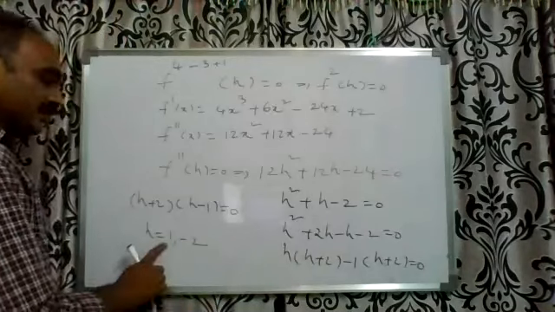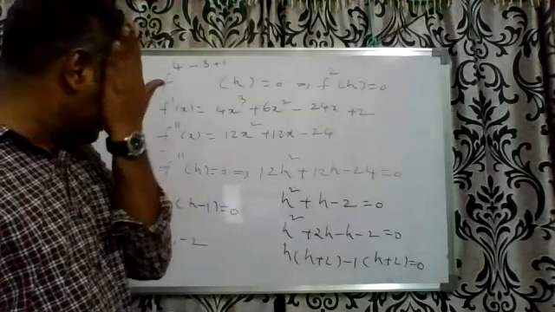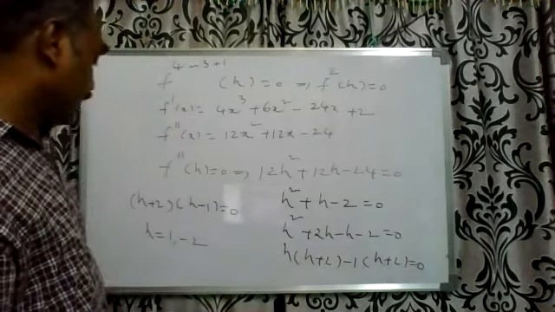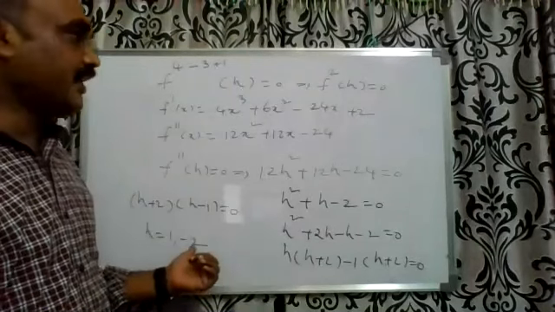So diminished by 1, diminished by minus 2. Here there are two transformed equations. H is equal to 1, diminished by 1, diminished by minus 2. There are two cases.